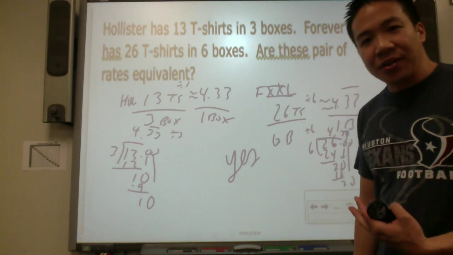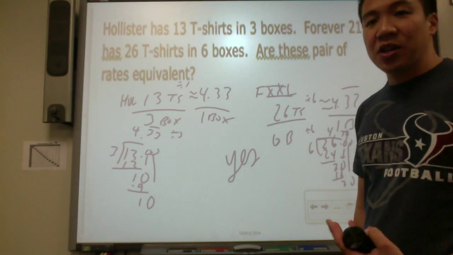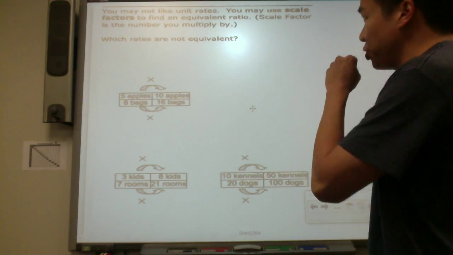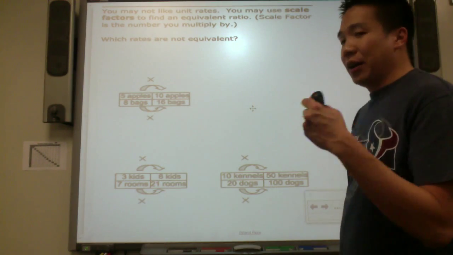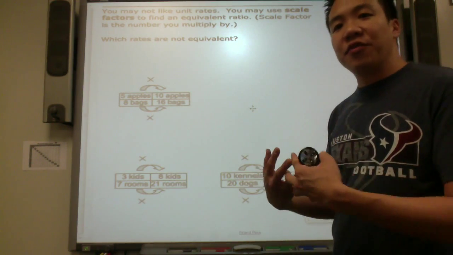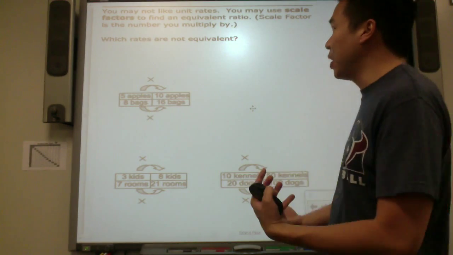Sometimes you don't like unit rates. I'll be honest, I don't like unit rates as much. I prefer to use scale factors. Scale factor is finding the same number that you're multiplying or dividing by.